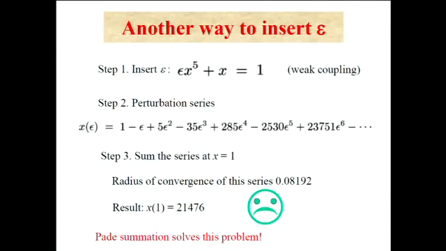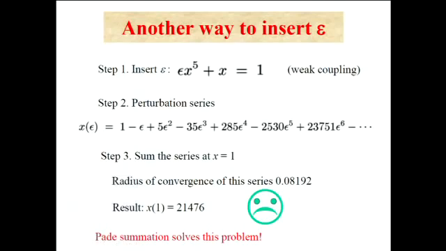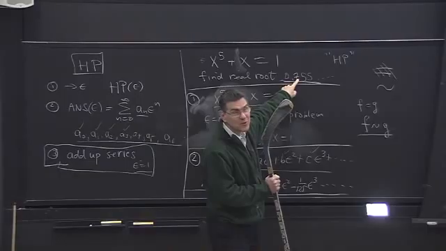Now, if you try to sum the series at, I wrote x equals 1, but I mean epsilon equals 1, the radius of convergence of the series is 0.08. And you're plugging in epsilon equals 1. So it looks like we have here a disaster if you just take this series just up to this point and you plug in epsilon equals 1. The prediction is that x of 1 is 21,476, which is not a good approximation to 0.755. Not really a very good approximation.